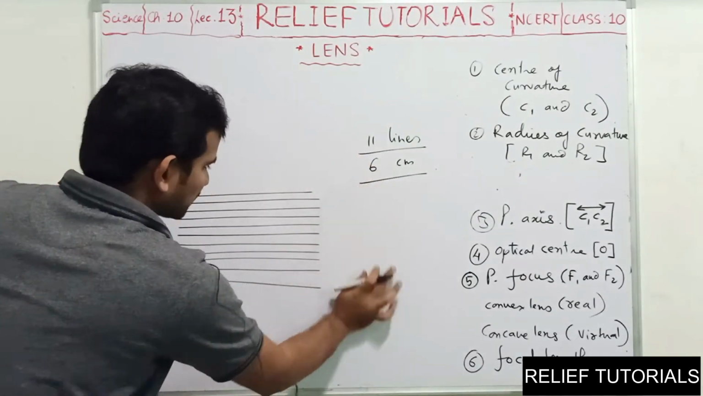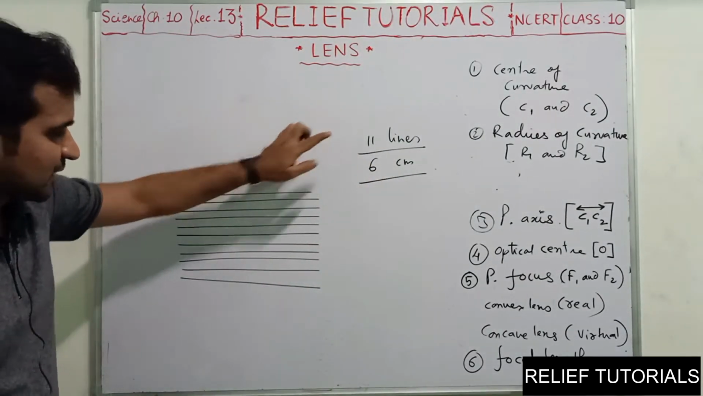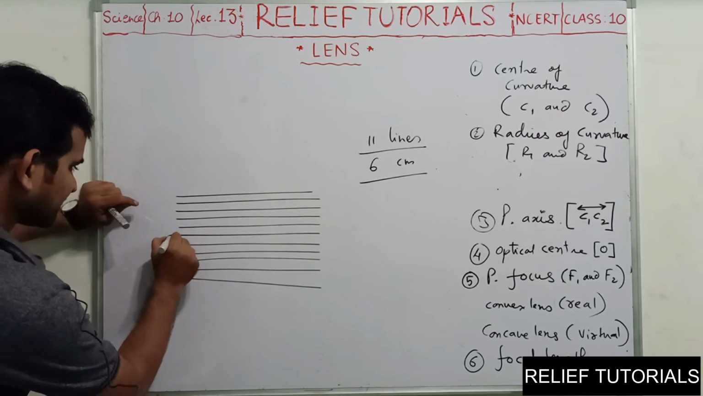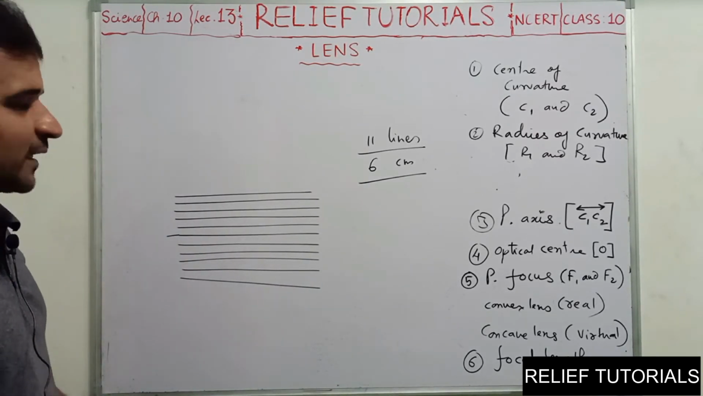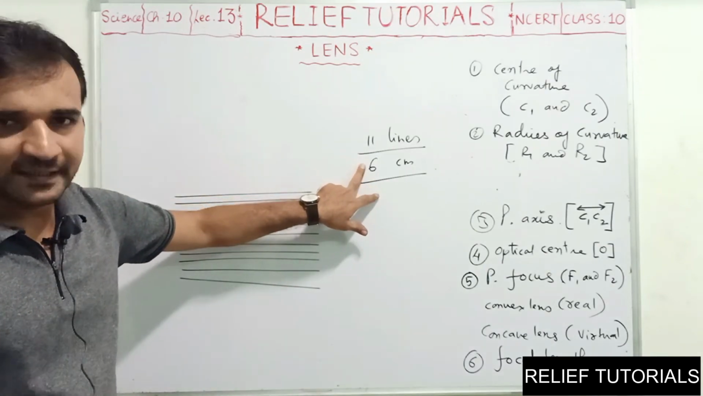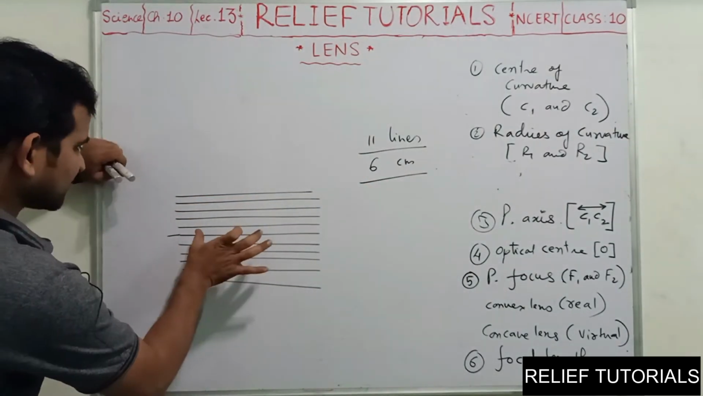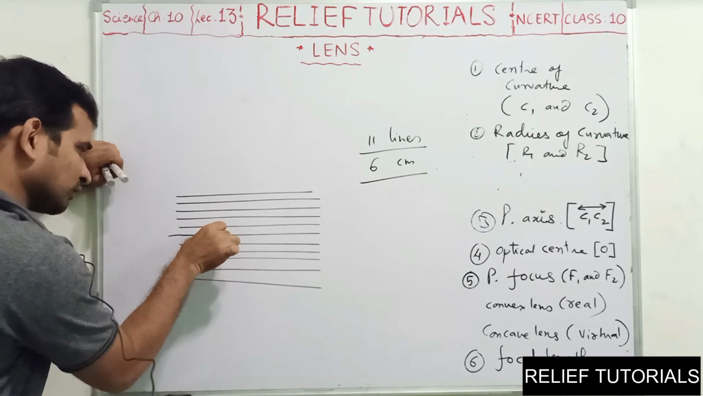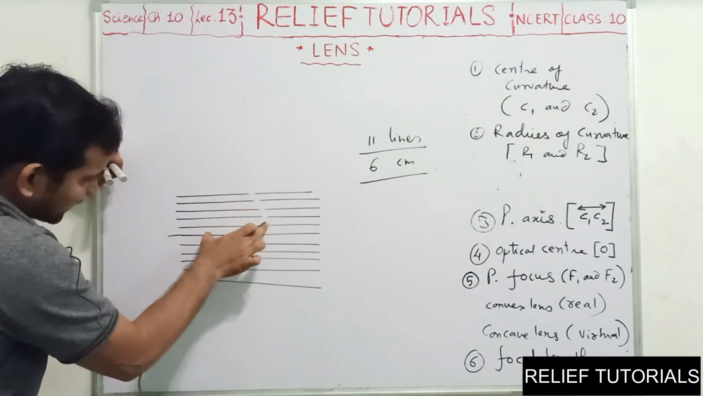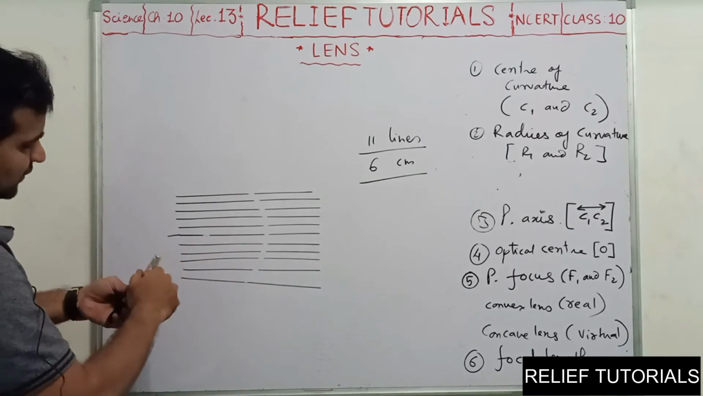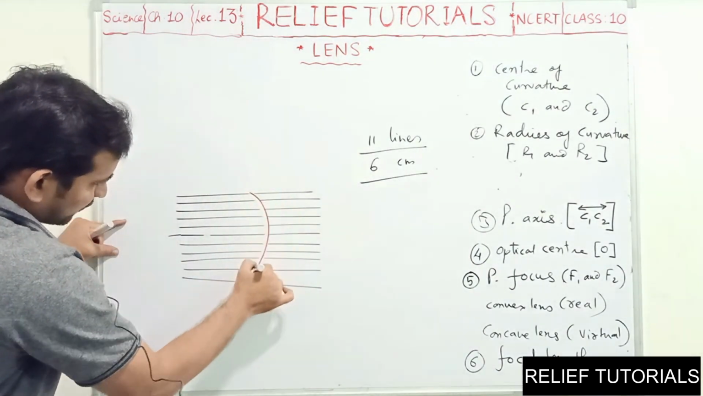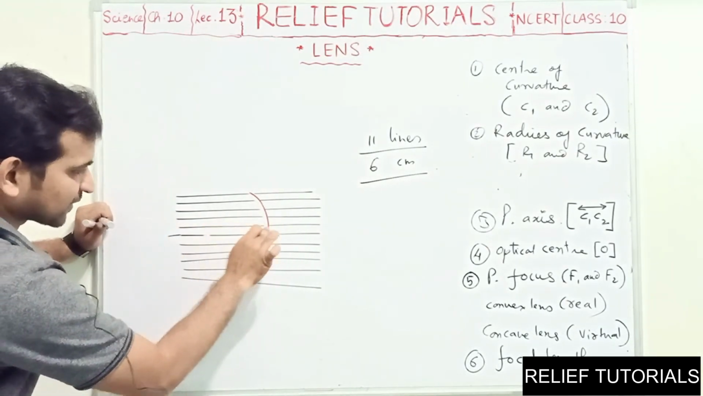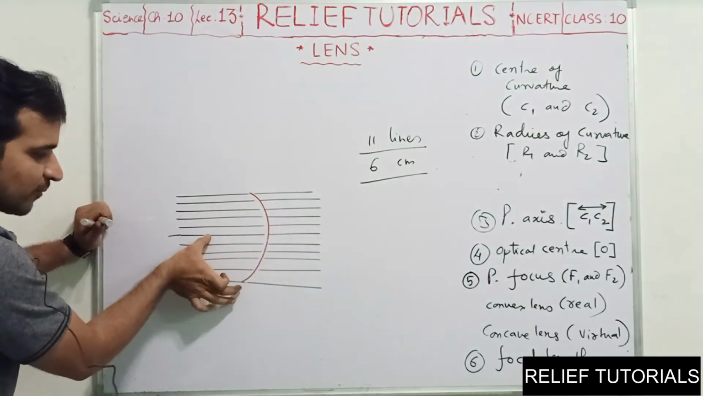Consider these are some lines of your notebook. 11 lines. So the 6th line, 1, 2, 3, 4, 5 and 6th line. See, this is the 6th line, the middle line. So it will act as a principal axis for you. 6 centimeter is the radius we have kept. So look at this. Consider this is a 6 centimeter radius. Place the rounder on the 6th line and draw one curve like this. So this is the first curve. Okay, so again it's a 6 centimeter radius. The 6th line is acting as a principal axis. So this is the first curve you have drawn.